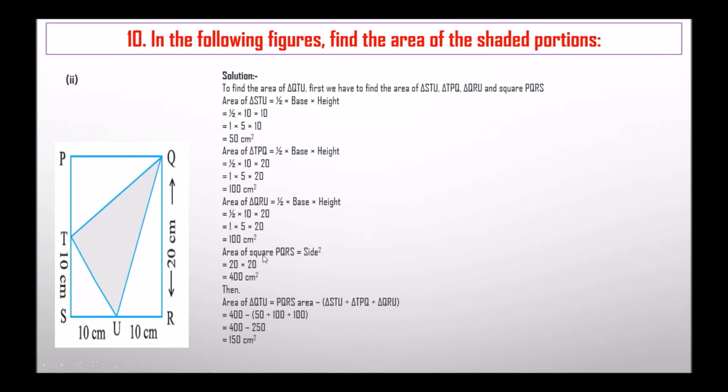Area of square PQRS equals side square, so 20 into 20, that is 400 centimeters square. So area of QTCU equals PQRS area minus triangle STU plus triangle TPQ plus triangle QRU. So 400 minus bracket 50 plus 100 plus 100, that is 400 minus 250, that is 150 centimeters square.